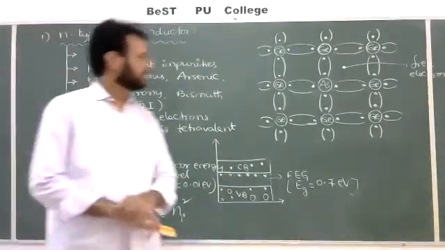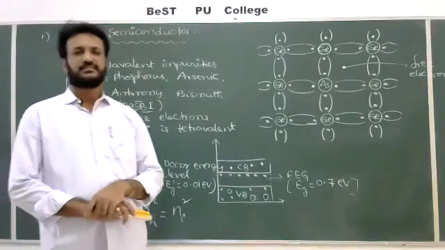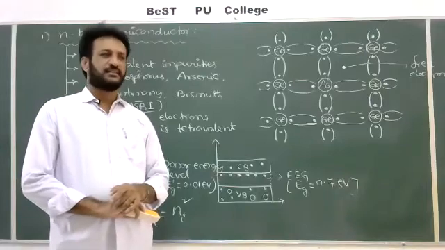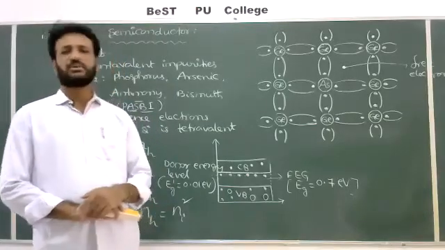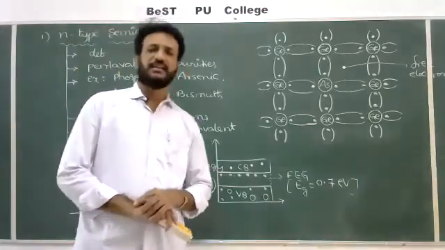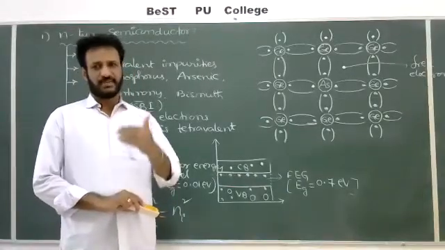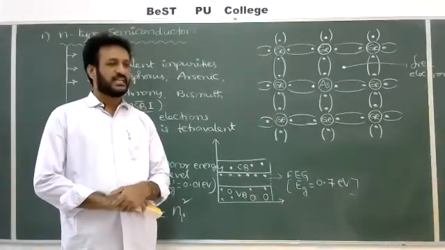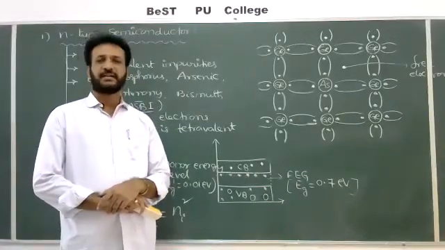Next, it is an important point: to a neutral germanium or silicon crystal, simply write the short form Ge or Si, to a neutral germanium or silicon crystal, we are doping with a neutral pentavalent atom.